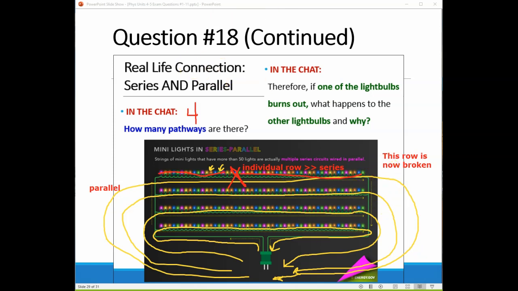However, the rest of the rows are unbroken, right? So the rest of the rows will stay on because they are in parallel. Only the row in which that light bulb is in series will actually go out. Every other row will stay on because you can see here all these other rows still are unbroken. They have no breaks in their circuit, so those ones will stay on. This should help you with question number 18. Pause the video, continue playing when you're ready.